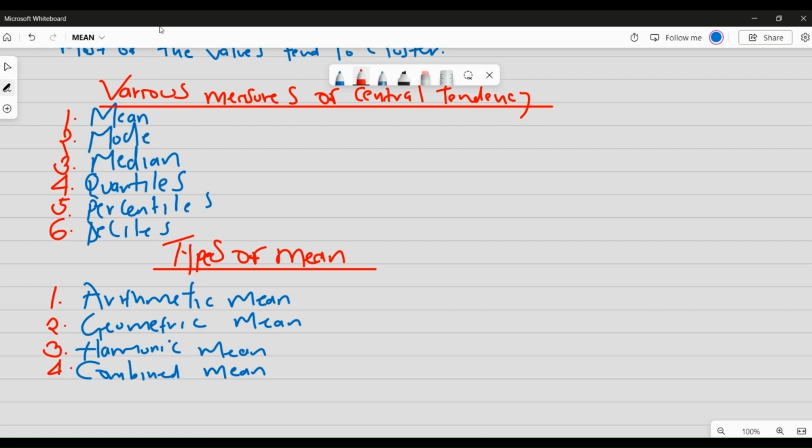It's also good to note that measures of central tendency are sometimes called the average. And the median can also be referred to as the positional average. Positional average is another name for the median.